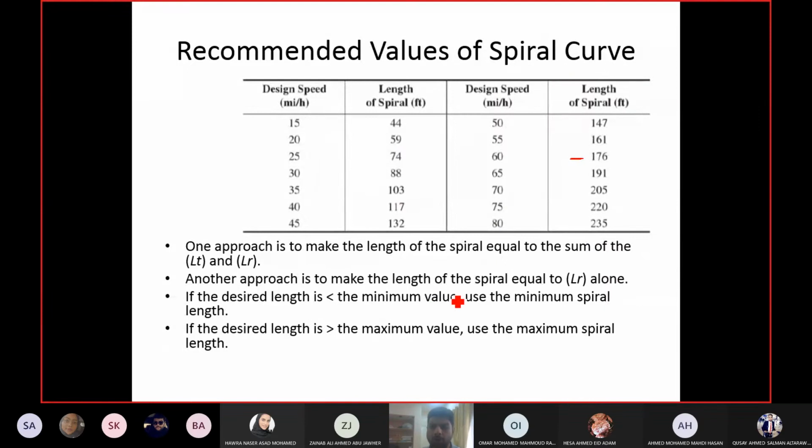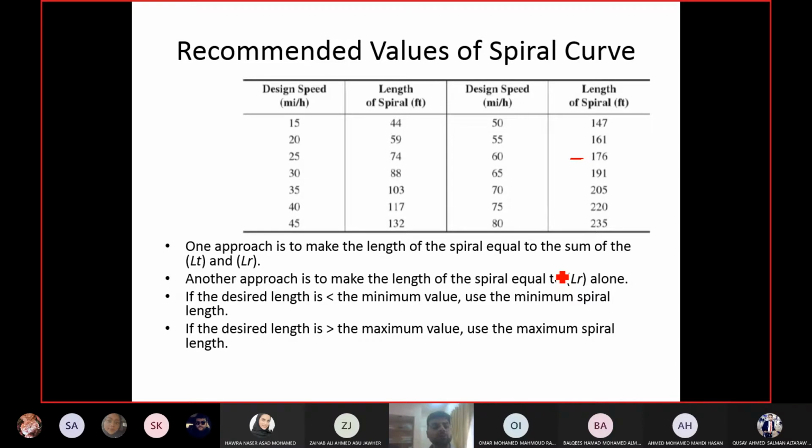So a more logical way of establishing the length of the spiral curve is to take into account the transition of the slope elevation, because this is supposed to happen on the spiral curve. I told you last time the transition of the slope elevation is supposed to happen on the spiral curve. So a better approach is to make the length of the spiral curve equal to LR, or equal to LR plus LT. Both approaches are correct if they give a value in the range.